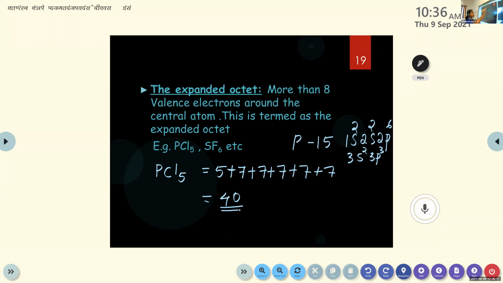Now the second step, we will draw the skeletal structure. Okay. Here the least electronegative atom goes at the center and the most electronegative atoms surround this least electronegative atom. So here P at the center, then chlorine surrounding it. I will draw it on the next page, okay?